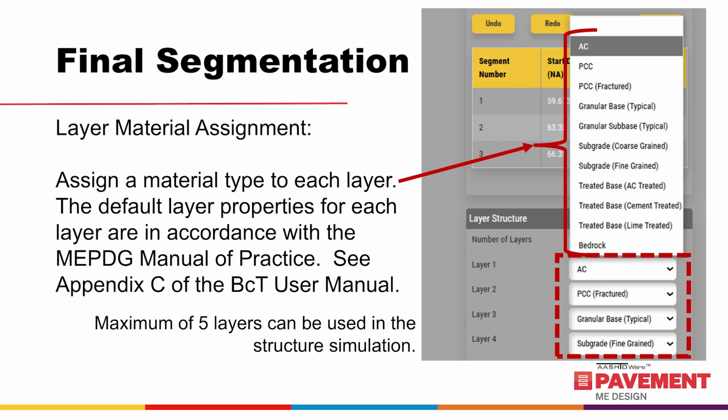The different material types are included in the drop-down screen. The user assigns a material type to each layer. The default layer properties for each layer type are in accordance with the MEPDG Manual of Practice. These assignments are included in Appendix C of the BcT User or Help Manual.